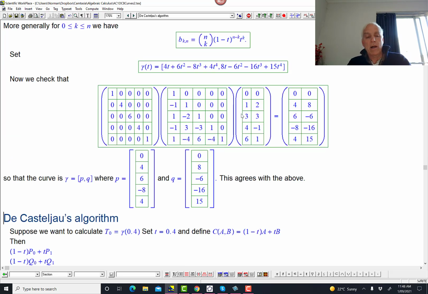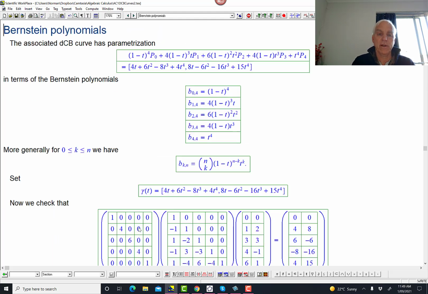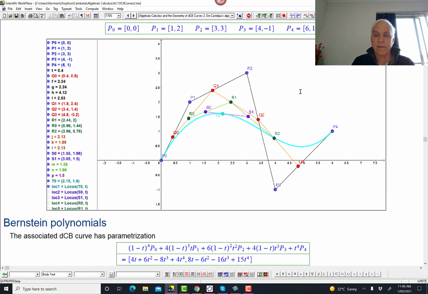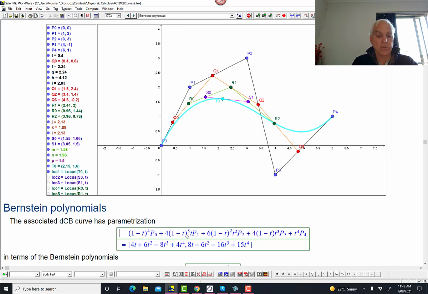Okay, so now we want to look at what is de Casteljau's algorithm. Suppose that we're interested in the point that is actually appearing in our picture, this point right up here, when the parameter has value 0.4. We want to calculate what actually is that point. What are its coordinates? There's the control points. There is the point graphically. What are its coordinates?